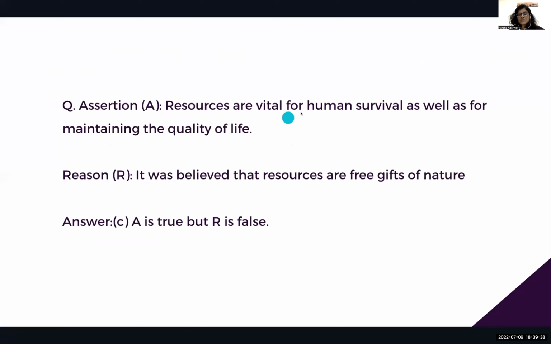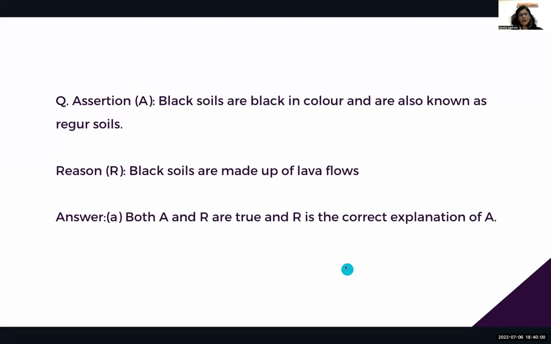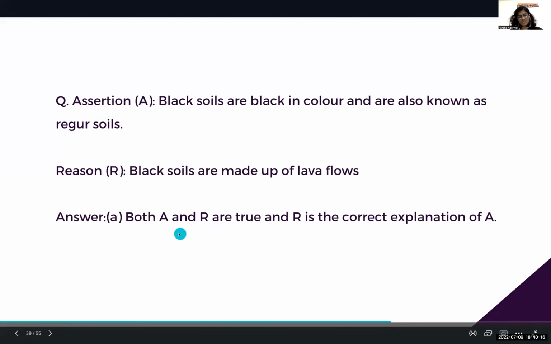You can see here: resources are vital for human survival as well as for maintaining the quality of life. You can see that option C, A is true but R is false, is correct. The reason is here: it was believed that resources are free gifts of nature. So you can either only give the assertion and allow the students to write the reason, or you can give both and present the options. Another question you can see here is on black soils. Black soils are black in color and are also known as regur soils. Reason: black soils are made up of lava flows. And you can see which option is the answer. Again, something which you can give as an open-ended question, or with the options presented below.